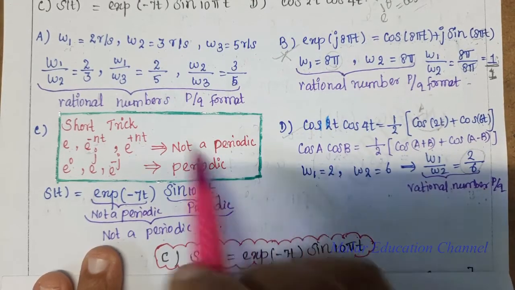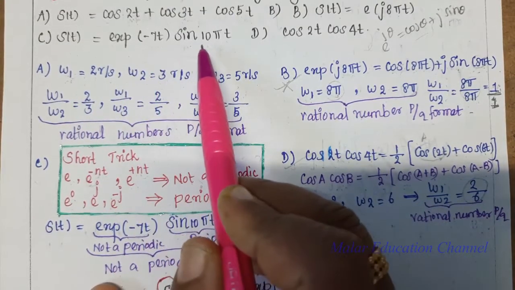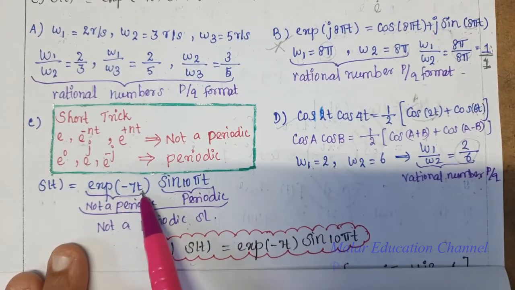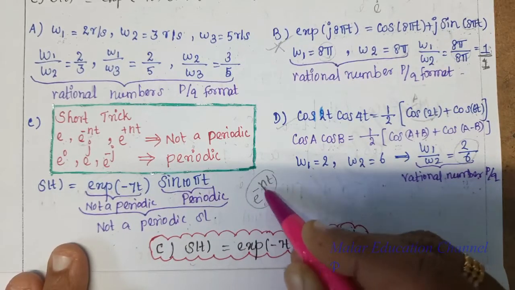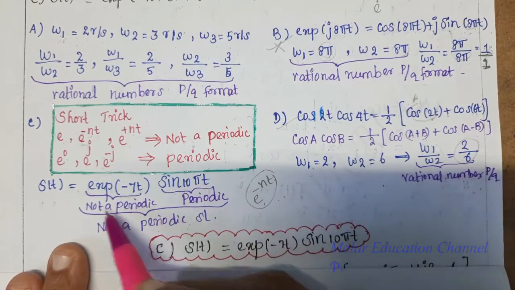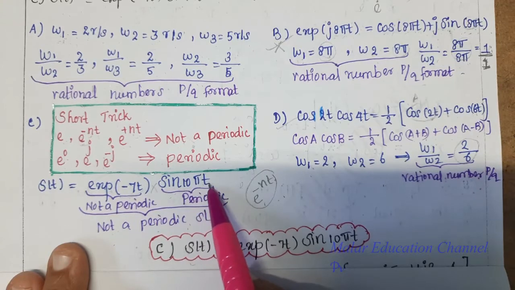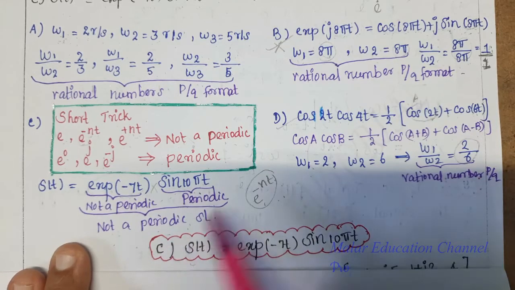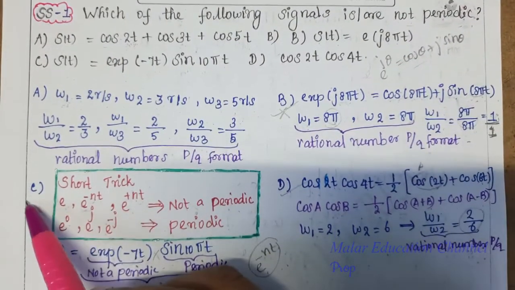Next, check the third option. Here s of t equal to exponential minus 70 into sine 10 pi t. Here e power minus 70 is in the form of e power minus nt, which is not a periodic signal. It is multiplied by sine 10 pi t, and we know sine is a periodic signal. A non-periodic signal times a periodic signal is always non-periodic. The question is to find the signal that is not periodic, hence C is the correct answer.